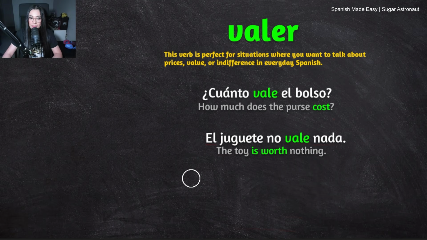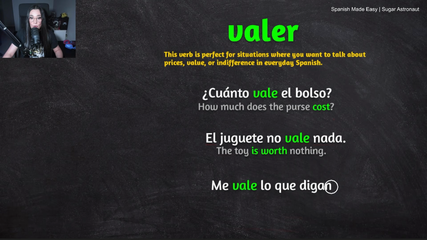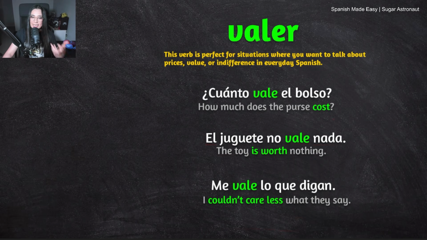The last example as well. Me vale lo que digan. Me vale lo que digan. This is an interesting way to use the verb valer. Me vale lo que digan. And this means I couldn't care less what they say. This one is more like an idiom that is used in Mexico a lot. Me vale lo que digan. I couldn't care less what they say.